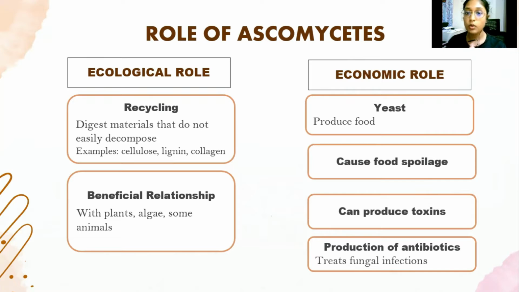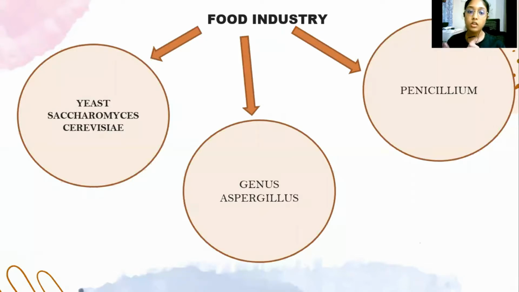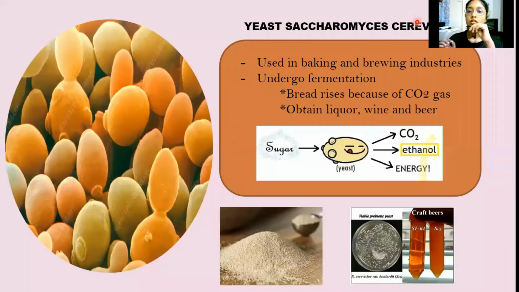In the economic role, yeast, which is an example of ascomycetes, produces food. Ascomycetes can also cause food spoilage and produce toxins. Ascomycetes are also used in the production of antibiotics, which treat bacterial infections. Ascomycetes are also used in the food industries, and there are three major examples: the yeast Saccharomyces cerevisiae, the genus Aspergillus, and Penicillium.